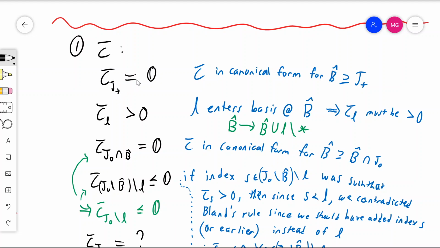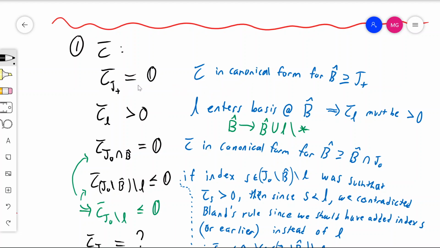Okay, so for the J plus components, C bar is 0. We don't have to even think about that. Why is that true? It's because C bar is in canonical form. Oh, I should just say, here I've computed the signs for all the terms, and then on the right here in blue, and a little green, I guess, but mostly in blue, I've written the reasons for why all these things are true.